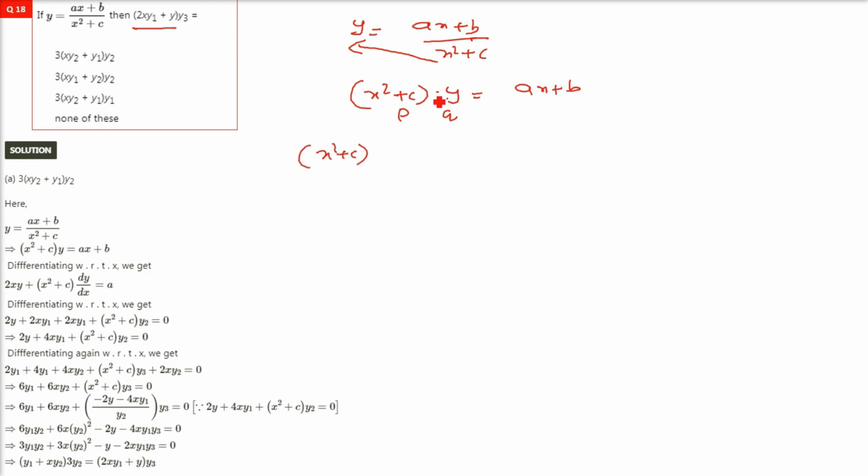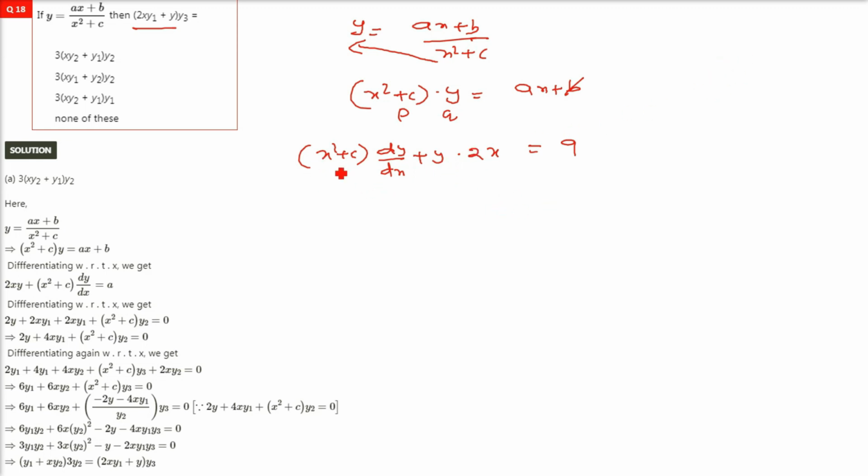So x square plus c we have, then we have dy by dx plus y will be there, x square plus c differentiation will be 2x, and this is going to be equal to what? This is going to be equal to ax plus b, and ax plus b differentiation is only a. So this y1 differentiation is dy by dx, so we may reuse the content in the later part. And this x square plus c into dy by dx differentiation, dy by dx you can write it as y1, it will be easier for the later part.